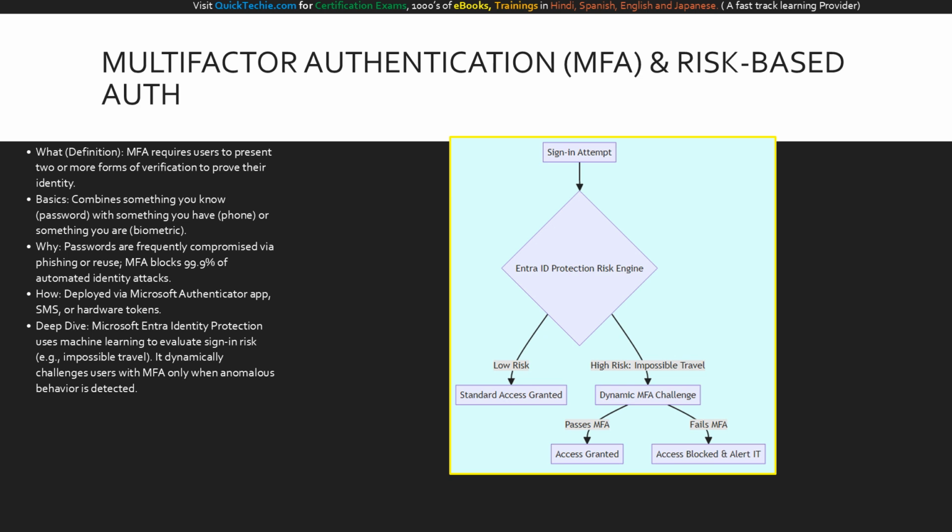Here we see risk-based authentication in action. A sign-in attempt hits the Entra ID Protection risk engine. If the telemetry shows a known device and typical location, it's deemed low risk, and access is granted smoothly. But if the engine spots high-risk indicators, like impossible travel between two continents in 1 hour, it forces a dynamic MFA challenge. If the user passes, they get in. If they fail or ignore it, access is instantly blocked and IT is alerted. Security adapts to the threat.